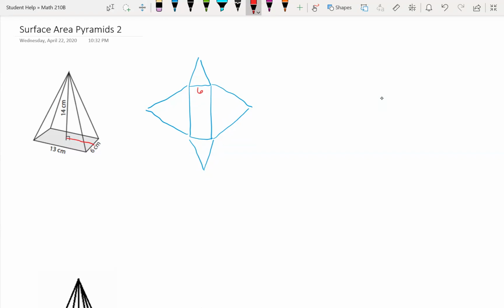And so if I want to figure out the slant height of this little triangle that's on the side, I've got to think about this triangle here that's on the side where it's 6.5 for the base, that's half of 13, 14 here, and I want to figure out what this is because that's going to end up being the height of this triangle. And then also this triangle as well, because those two are the same. So I'll use the Pythagorean theorem. I'm going to say that L is going to be the square root of 14 squared plus 6.5 squared.